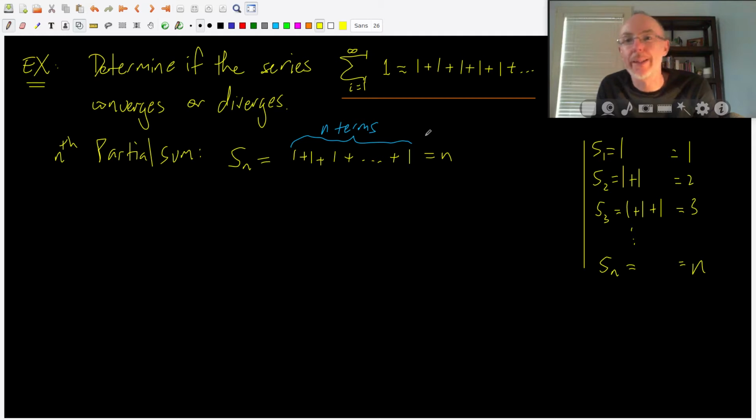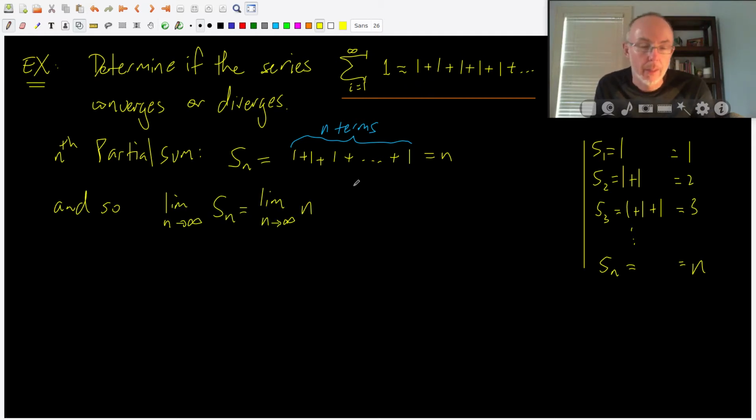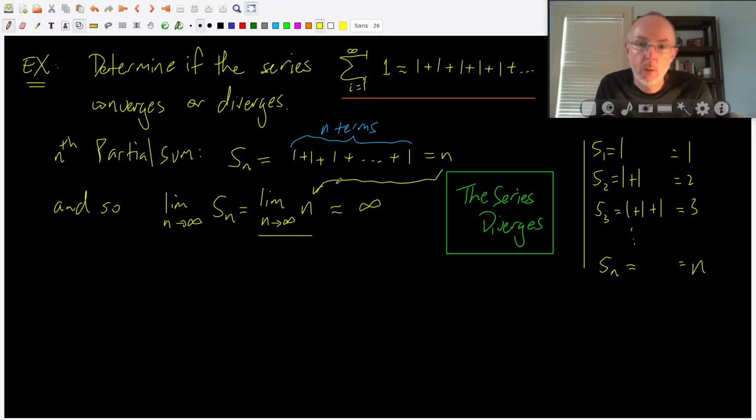To determine whether the full series converges or diverges, we take the limit. And the limit of the nth partial sum in this case is just the limit as n tends to infinity of n, right? Because that is our nth partial sum. And if n's going to infinity, well then n's going to infinity. And that means that our series diverges. Which may be a bit silly.